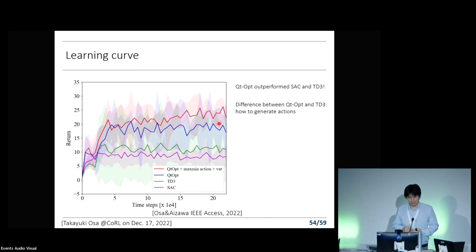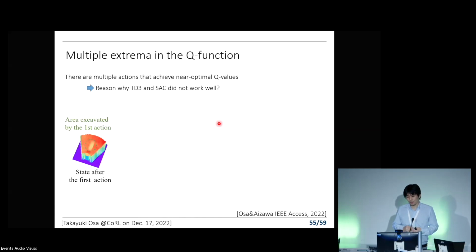As I said, the difference is just how to generate actions. The question is why the difference in policy representation led to this significant difference in the performance on this task. When we analyze this result, we notice an interesting property of this task. That is, there are multiple actions that achieve near optimal Q values.